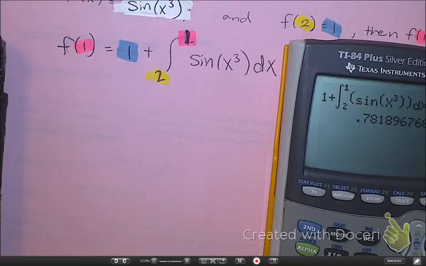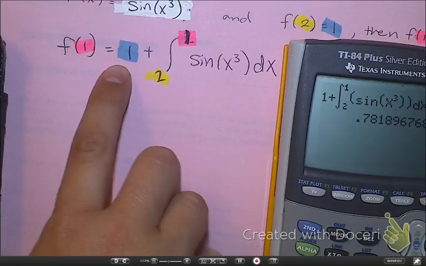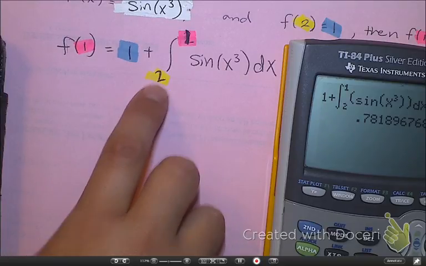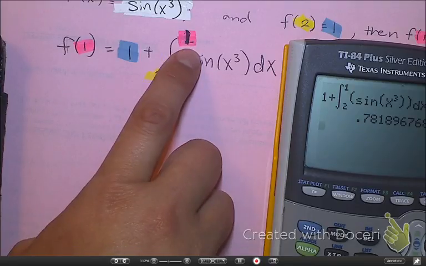So again, just to repeat one more time. My initial condition started at x equals 2 and y equaled 1. So I'm adding that 1 here to say this is where I started, and I want to know how much has changed, either gained or lost, from 2 back to 1 of this function.